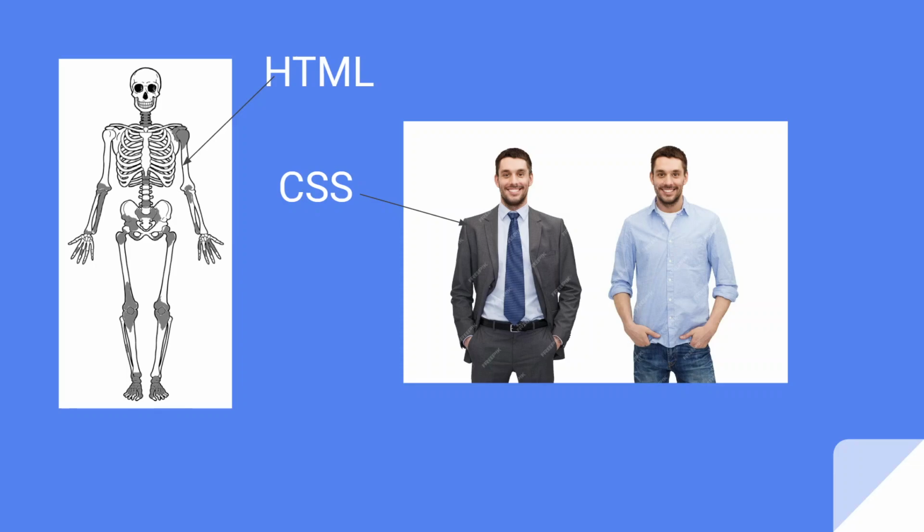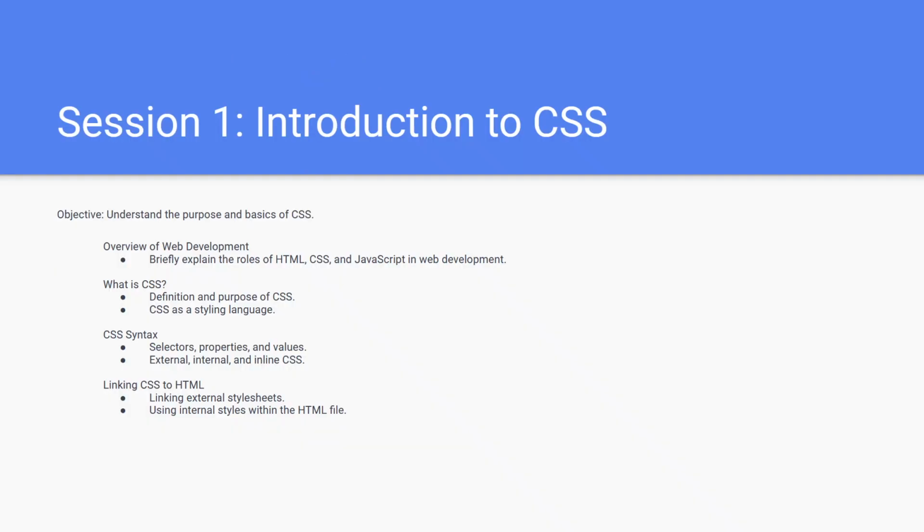this is the layout that we will be following. In session 1, Introduction to CSS, our main objective is to understand the purpose and the basics of CSS. That's the overview of web development, explaining the roles of HTML, CSS, and JavaScript in web development. What is CSS? Definition and the purpose of CSS, CSS and styling languages, CSS syntax, that is the selectors, properties, values. Internal, external, and inline CSS, I will show you all those. And I will show you how to link CSS to an HTML. We have linking an external style sheet or using an internal style sheet within the HTML file.